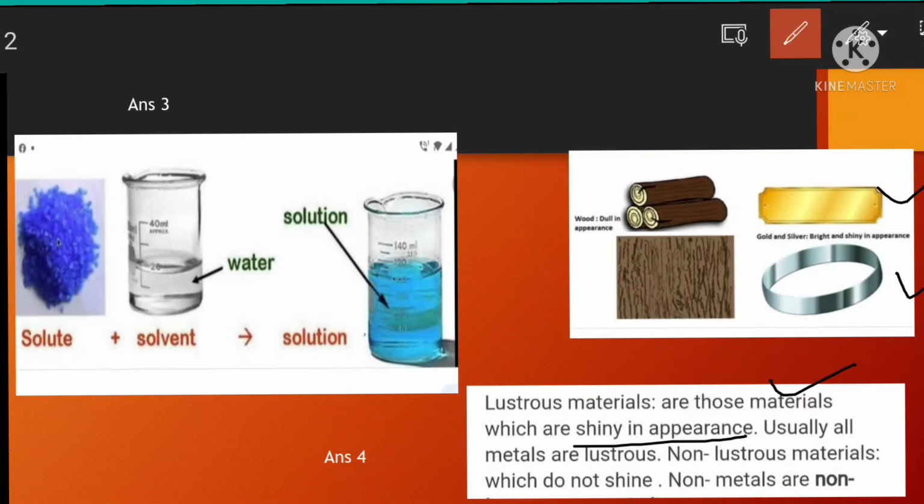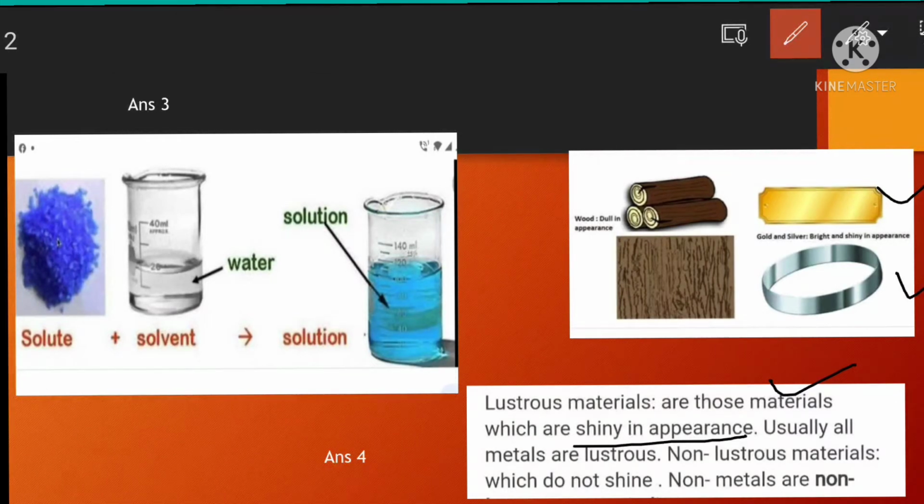Whereas generally metals which are in our homes, they all are shiny generally. Fine. So they all are lustrous. Like you can see your utensils, they are lustrous. Gold bangles, silver bangles, jewelry, diamond, they all are shiny, so they are lustrous.